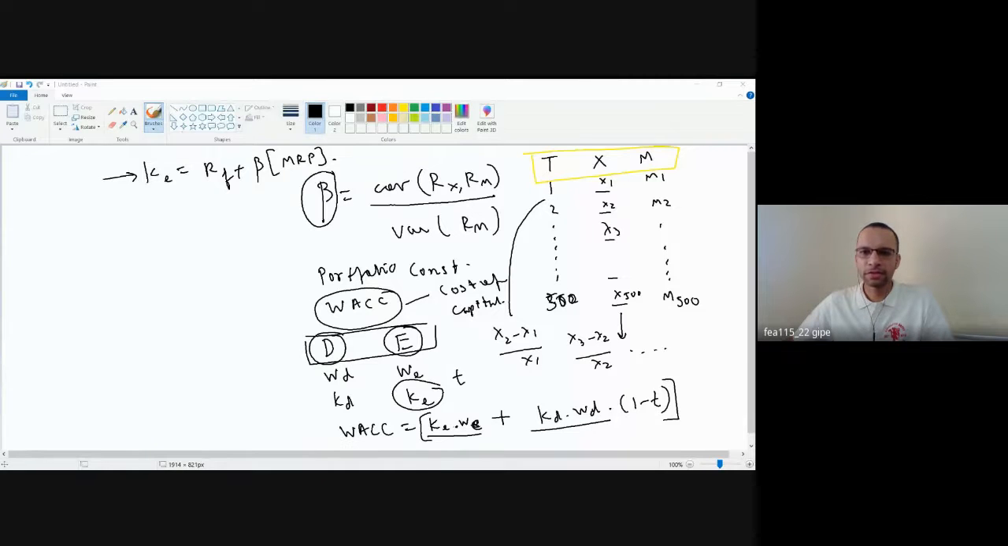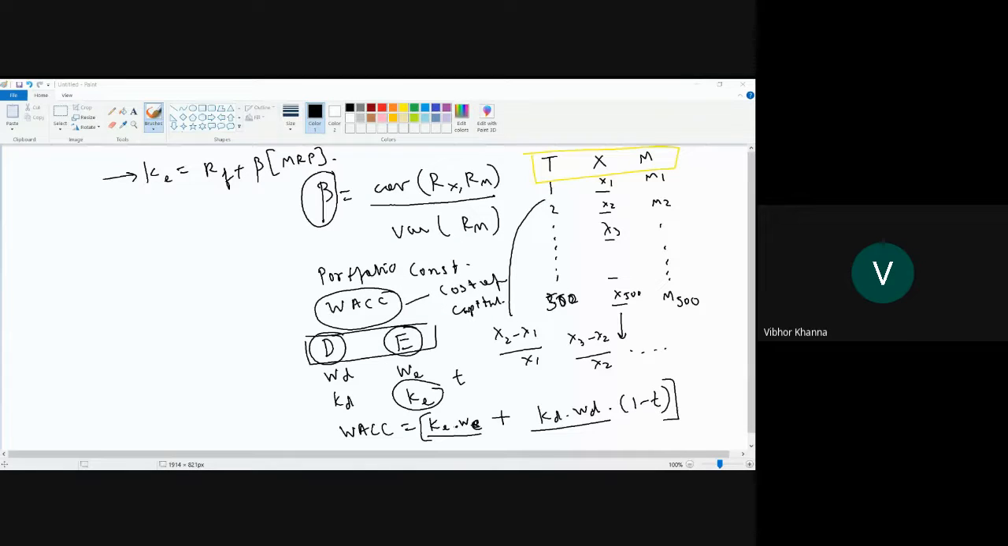Yeah. Someone has raised their hand. Yeah, Vibhor, please go ahead. Sir, I have a doubt regarding cost of equity. Can you explain the theoretical concept behind this? Like, I understand the formula, but what's the theoretical meaning?